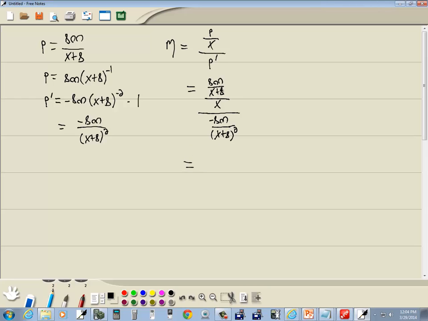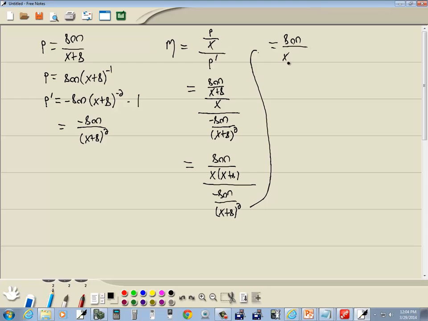Well, on the top here, I've got a single fraction over the denominator, so I can take this denominator and put it with this denominator. So we've got 800 over x times x plus 8 all over negative 800 over x plus 8 squared. Now I could rewrite that as the top part divided by the bottom part.